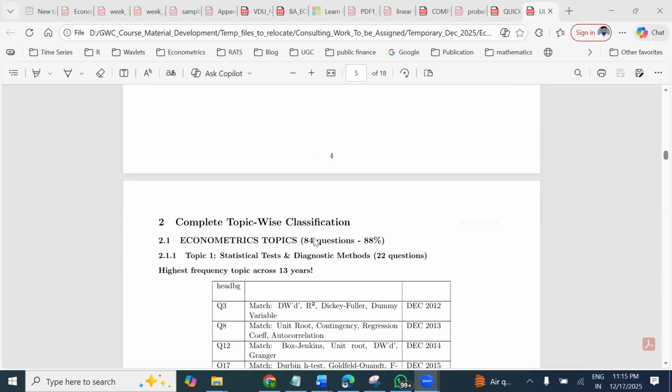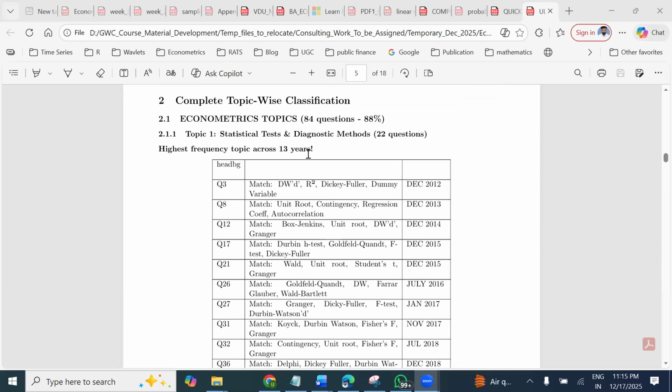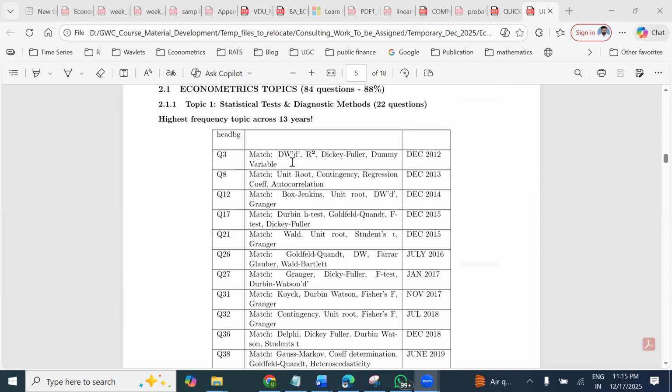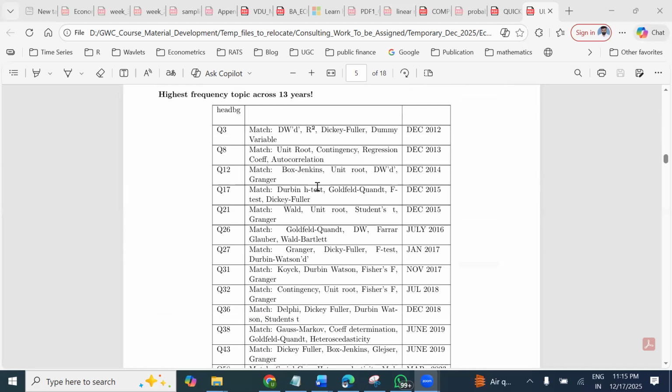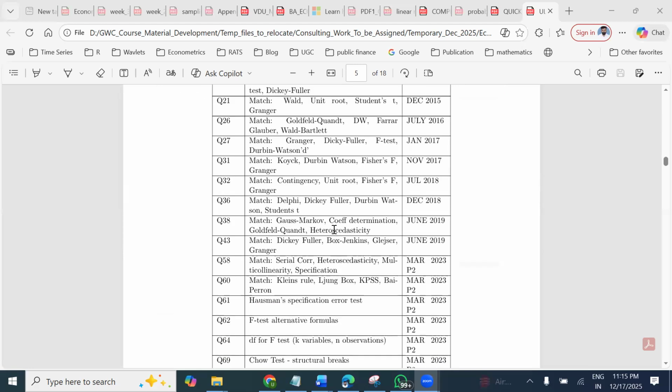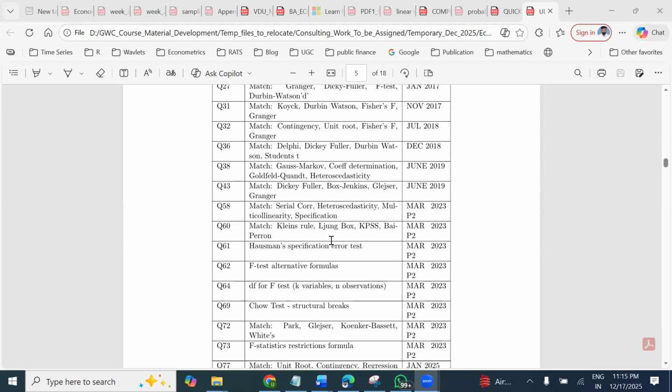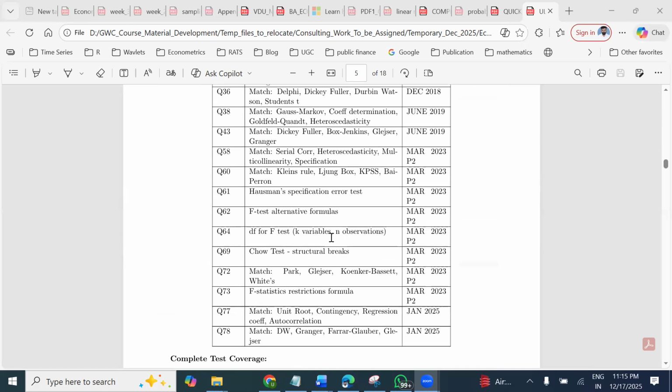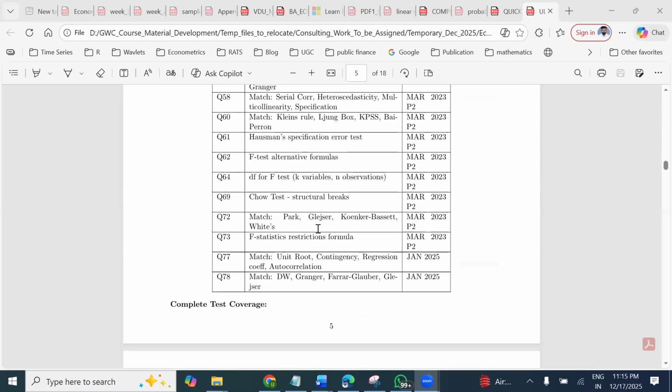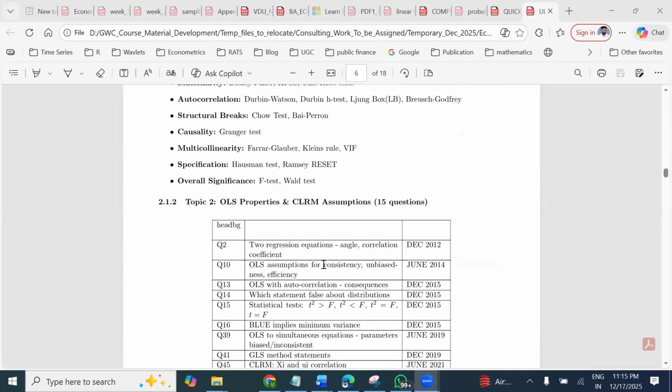Then second, if you will see which is highest priority. Okay, can you see? DW, R square, Dickey-Fuller, dummy variable, unit root, all these tests are actually highest priority, means these tests have come frequently. Yes, sir. So this is a very good analysis.